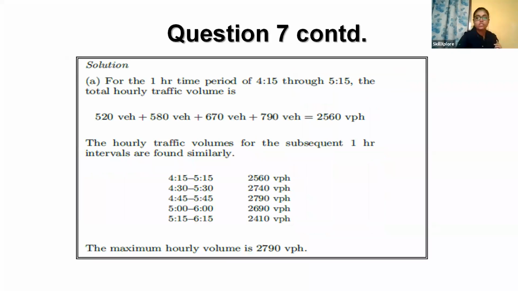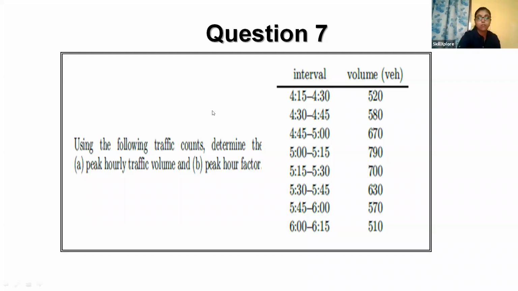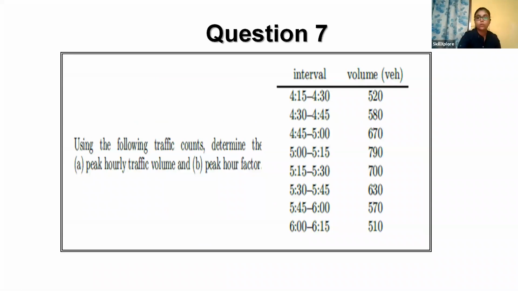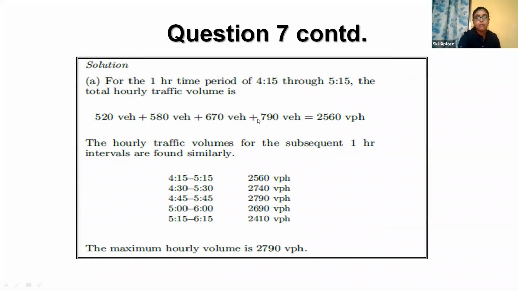So our question is, what is the peak hourly volume? How can we find that? For the 1 hour time period of 4:15 through 5:15, what is that? 4:15 to 5:15 is 1 hour. So the total volume is 520 plus 580 plus 670 plus 790. What is the value? 2560. First, you have to identify that.